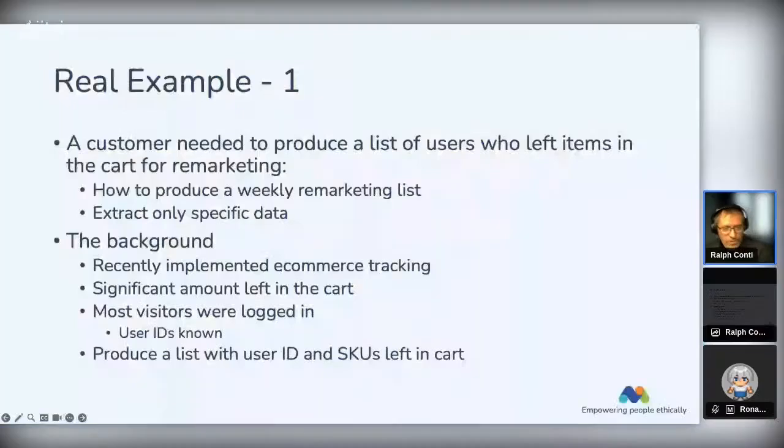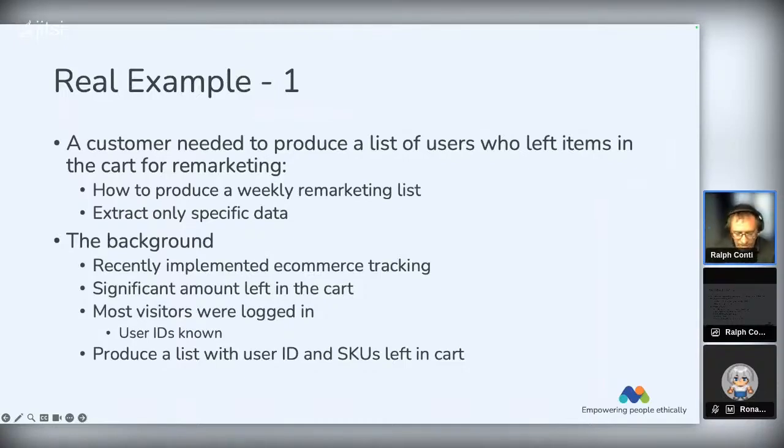Just a quick case study. We had a customer recently that needed to produce a report. They started with a custom report, but a custom report will not produce an infinite list of user IDs as they needed. They had around 100,000 visits a day, so it was really large. So I suggested using raw data, the way that we explained here, to produce a weekly remarketing list, because a considerable amount of their customers left items in the cart and just left. So they wanted to extract this data.